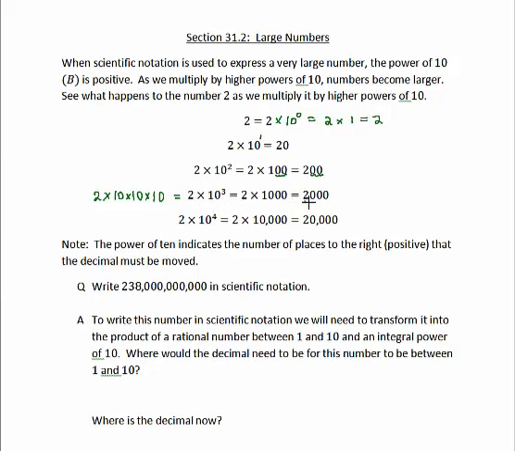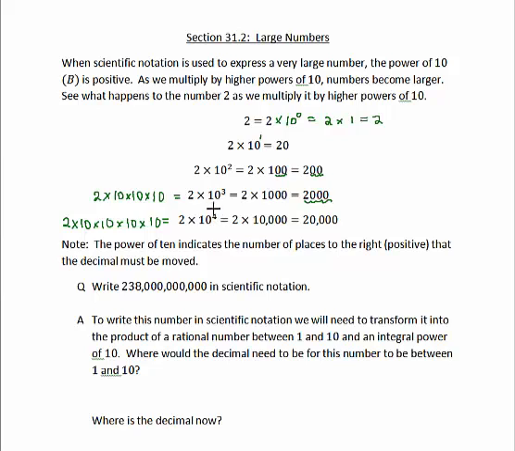And the result is we get 2,000. Okay. And then what if we take this and multiply by an additional 10? And so we now have 4 tens multiplied. We get 2 times 10 to the 4th power.